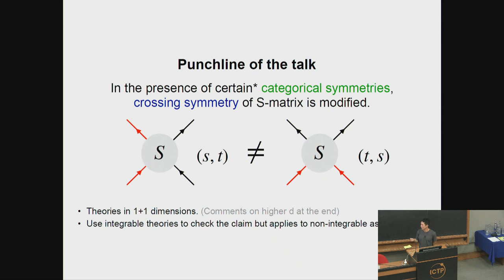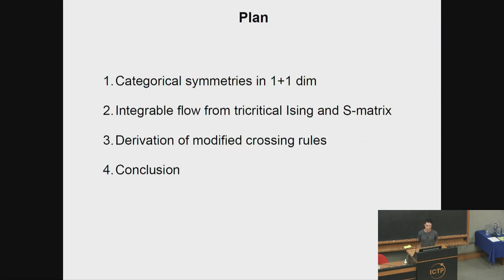OK, so let's proceed. So this is the plan of the talk. So I'm going to briefly review for you categorical symmetry in 1 plus 1 dimensions. And then next I'm going to discuss the particular theory that I'm going to talk about, which is integrable flow from tricritical Ising model, and then discuss the S matrix. And then I will present how the crossing symmetry gets modified, and then give a physical derivation of the modified crossing rules using basically the structure of the fusion category. Okay, so that's the plan. So let's start with the first bullet point.